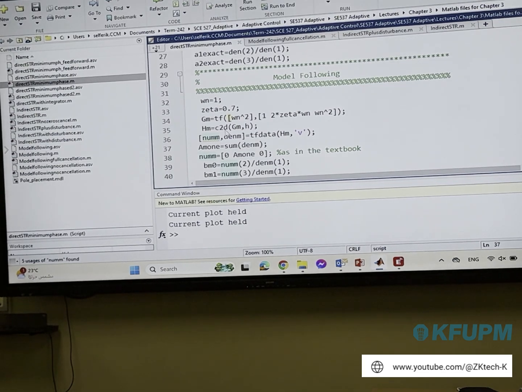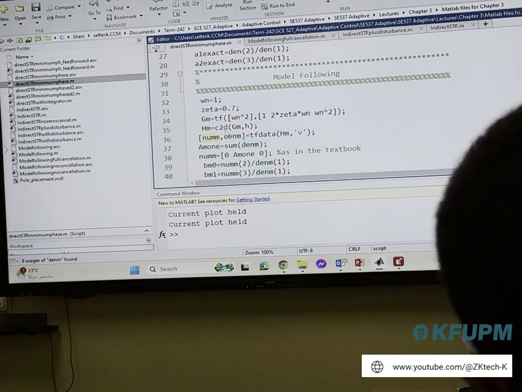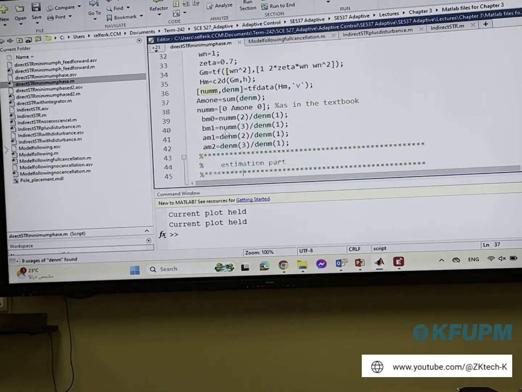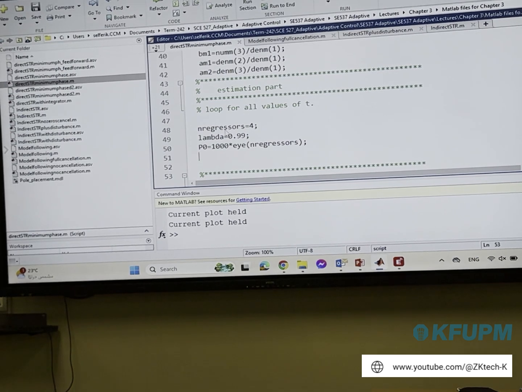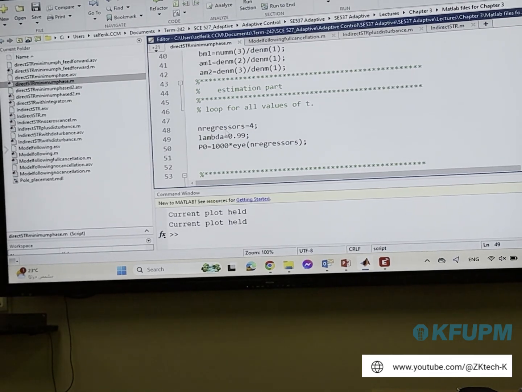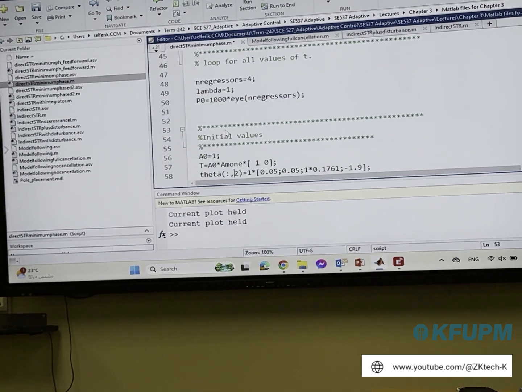I ignored the numerator, and I replaced the numerator by only the value of the sum of the denominator, which is A of 1, AM of 1, as we have said last time. So from here, I extract what should be BM0, BM1. BM0 should be 0, only BM1 is different. Identify the number of aggressors equal to 4. Lambda, we are putting it equal to 1. And then continue. Lambda equal to 100.